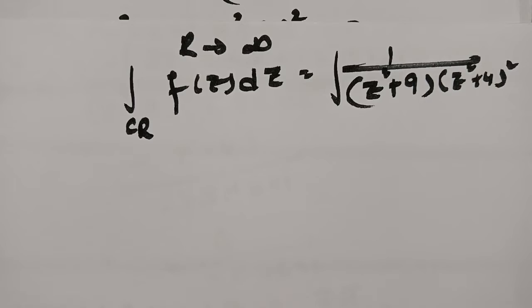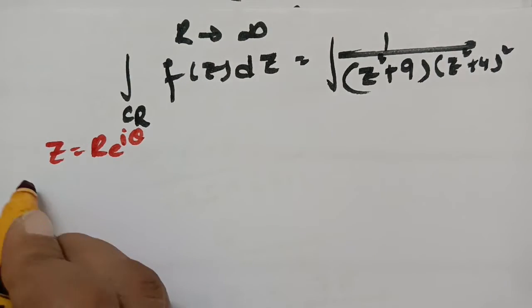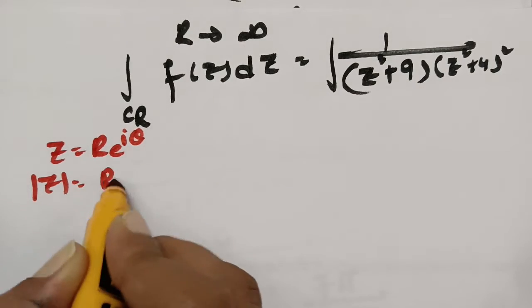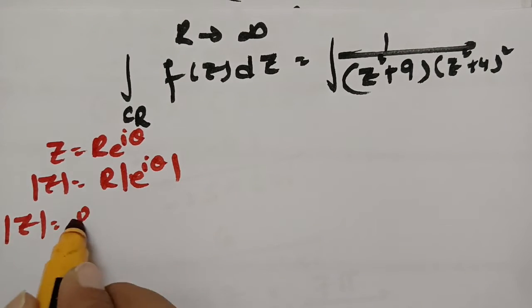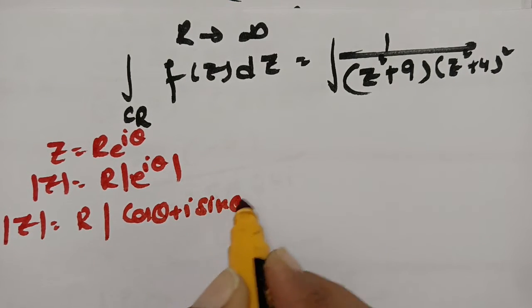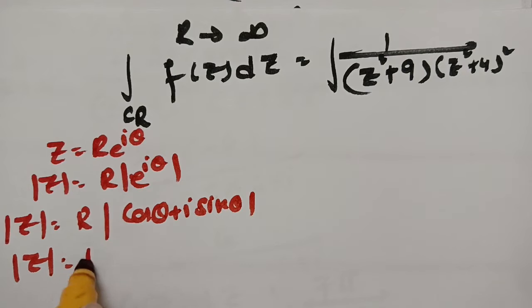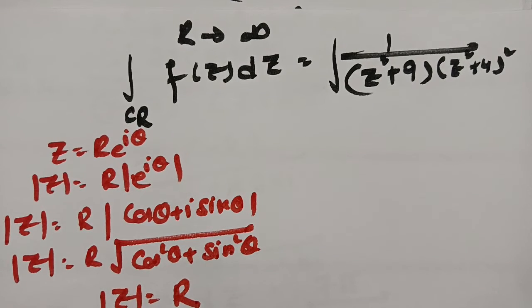So if I take z is equal to r into e power i theta, see here, if I apply modulus, this will be modulus of e power i theta, that is mod z value will be r times of cos theta plus i sin theta. Clear? So mod z value is equal to r times of root over cos square theta plus sin square theta, which is equal to 1. Therefore I can write mod z value as r.